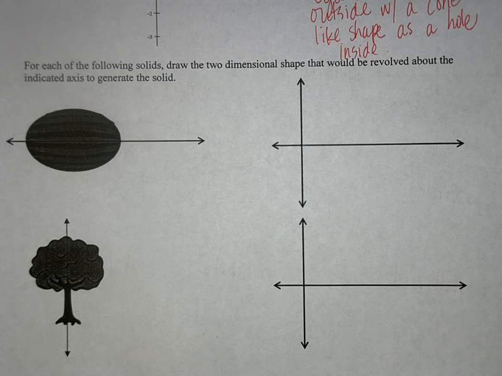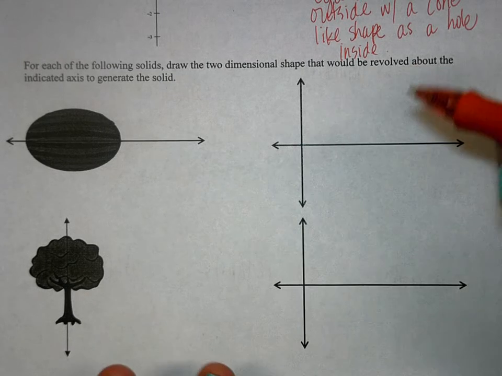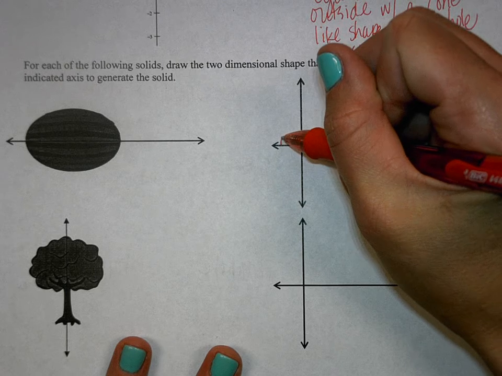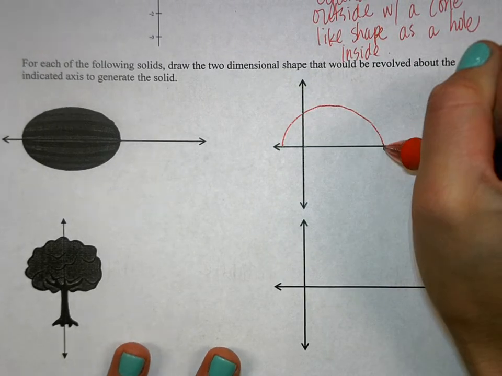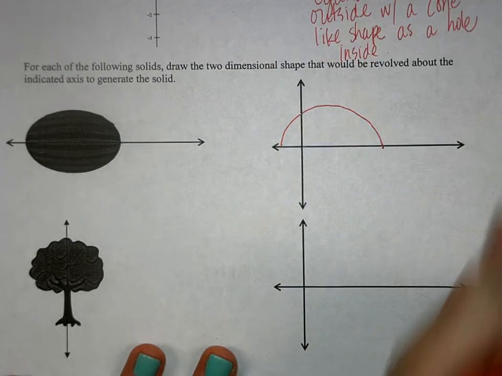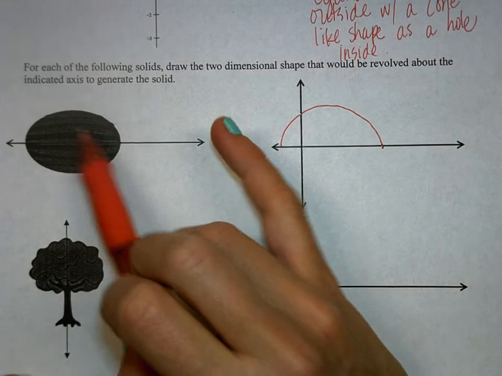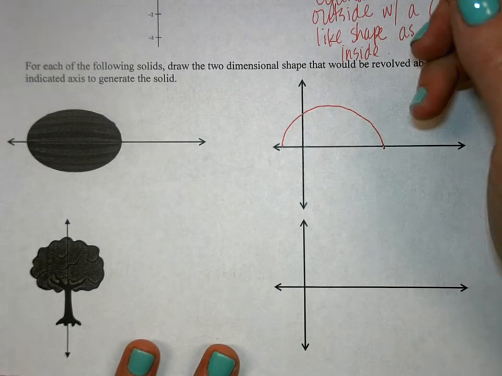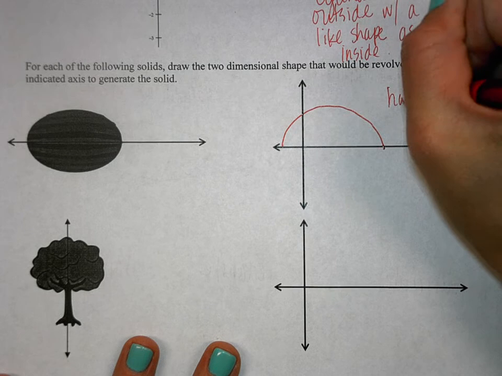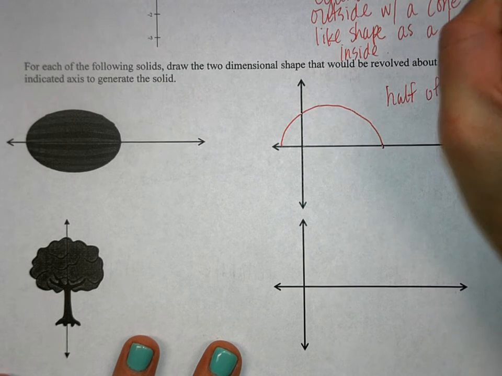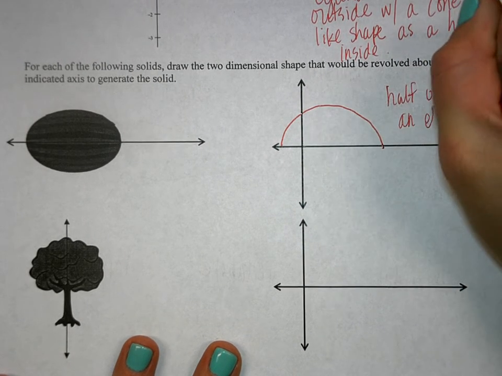Close. It would actually be an ellipse, and we'd specifically do half of an ellipse. Okay? And so that would rotate and then make this, it's actually a watermelon. Okay, so I'm just going to write over here, half of an ellipse.